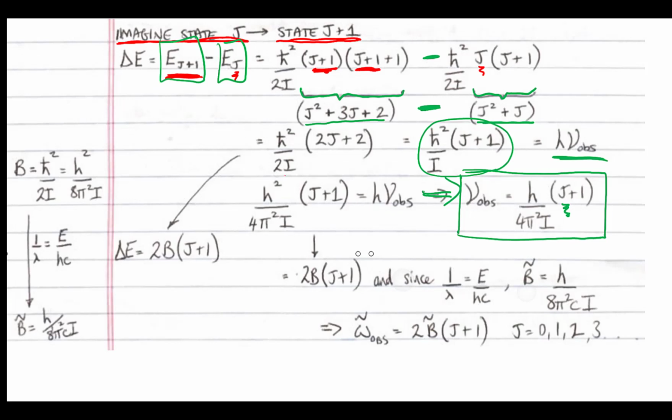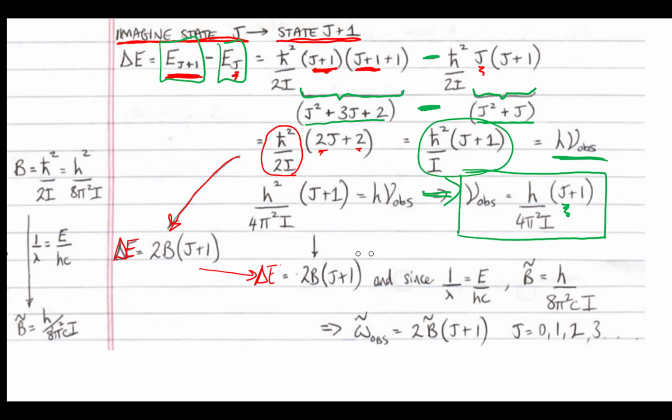What else have I got in here? Remember that B, this rotational constant, is equal to h bar squared over 2I. And remember, I also had the 2's that could be factored out of this expression. And so that ends up giving me another way of describing delta E, which was equal to 2B times J plus 1. So 2B times J plus 1 is delta E in here.